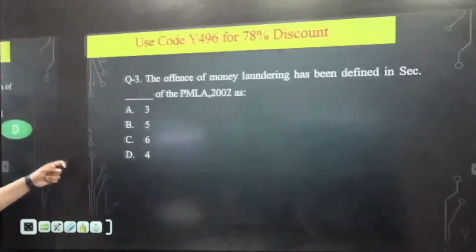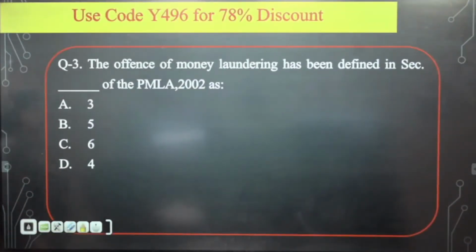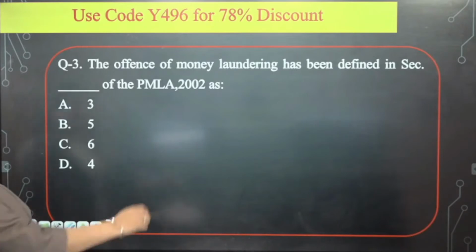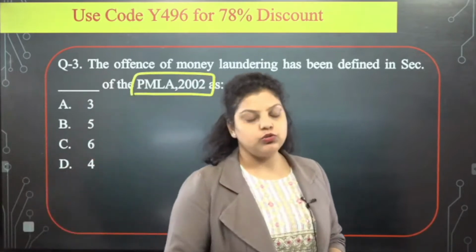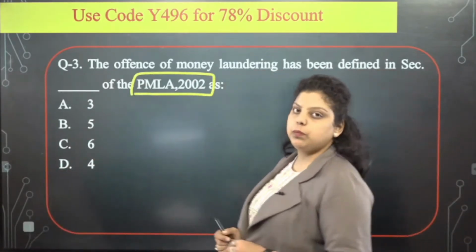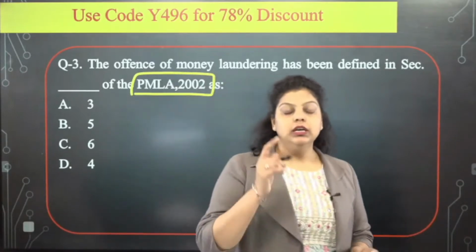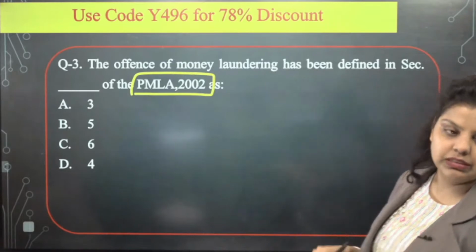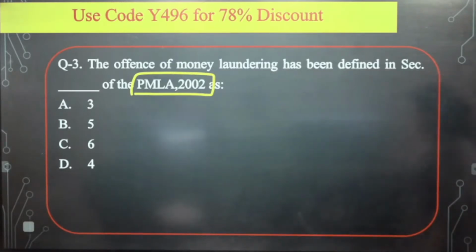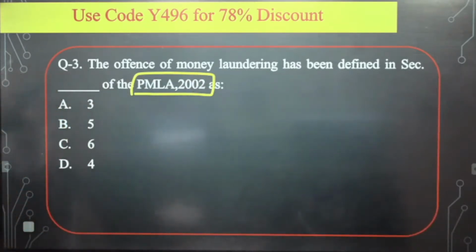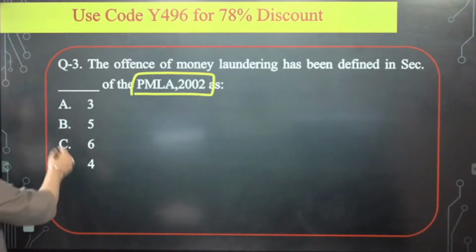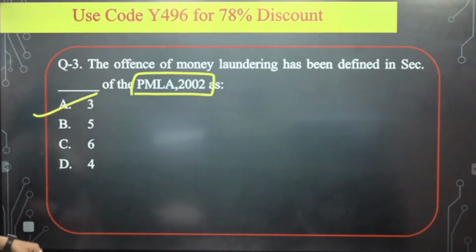The third question asks: the offense of money laundering has been defined in section dash of the PMLA 2002. The Prevention of Money Laundering Act 2002 was introduced, in which 3 to 7 years imprisonment plus a fine up to 5 lakh rupees applies if the person is found guilty of money laundering. So under which section is the offense of money laundering defined? Under section 3 of the PMLA Act 2002, the offense of money laundering has been defined. So the right answer will be the A option.